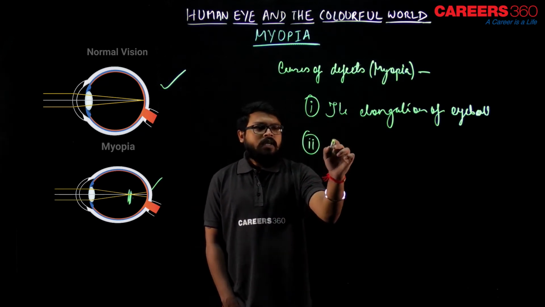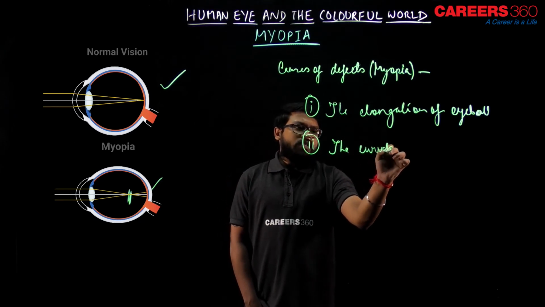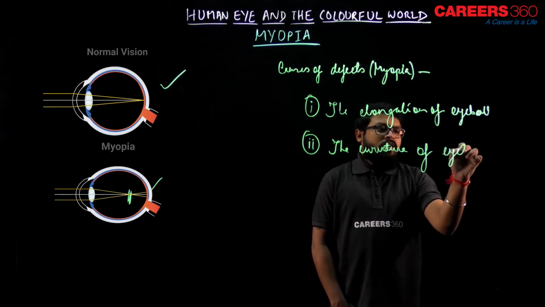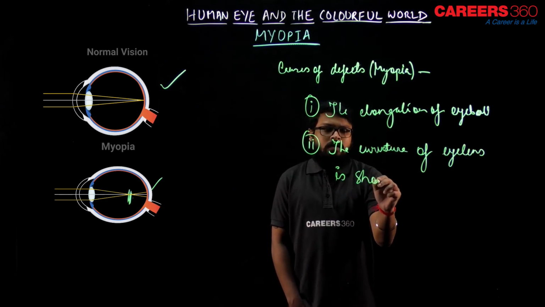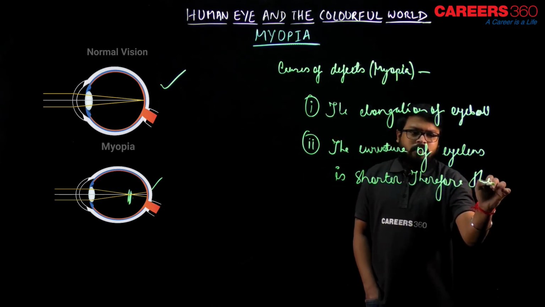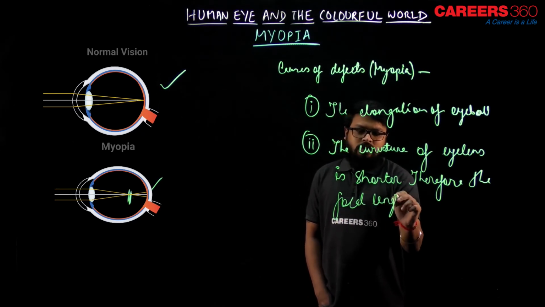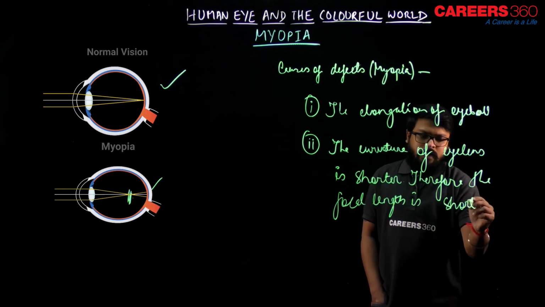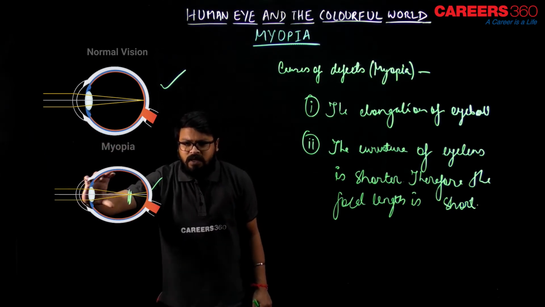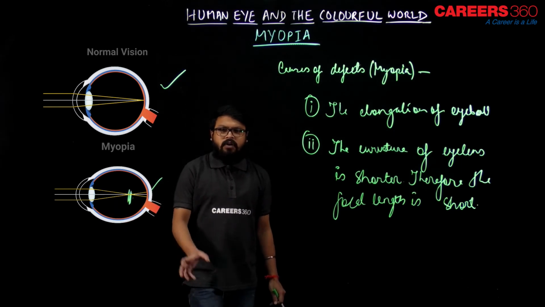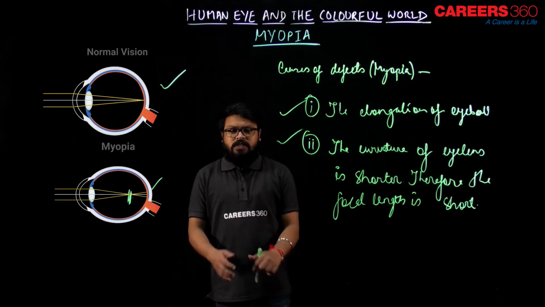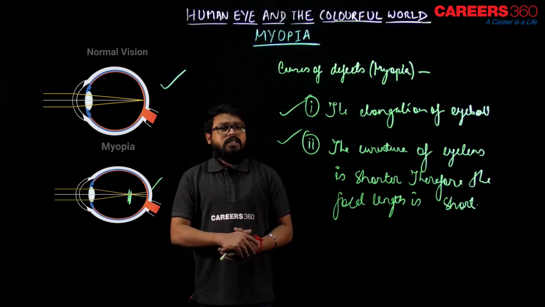Second cause, the radius of curvature, which we have already seen in case of lenses. The curvature of the eye lens is shorter, therefore the focal length is short. If the focal length is short, for the objects which are at far distances, the parallel rays would be coming, and the lens will form the image at a very short distance, that is called the focal point or focal length, isn't it? That is why the image is not able to form on the retina. So, these are the two causes for myopic vision or defect of vision. The defect is myopia, right.